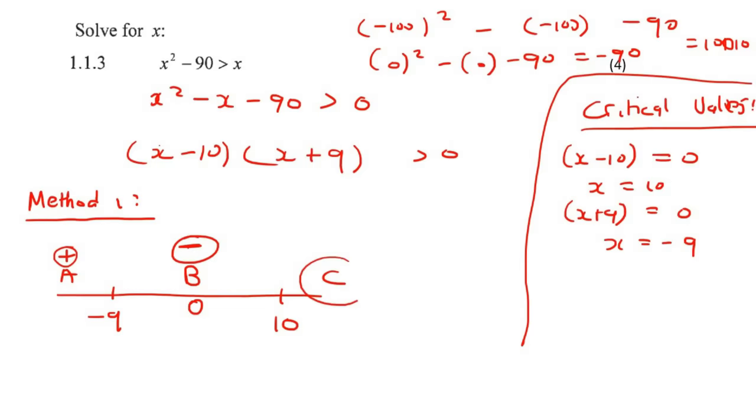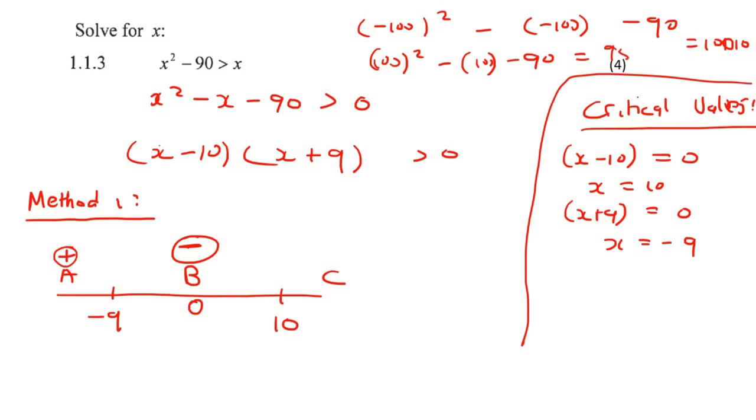For C, I'm going to choose positive 100. So I put positive 100 over there. And if I work that out, I don't really care what the number is. I just want to know, is it positive or negative? And I get 9,810. That doesn't matter. All I care about is it's positive.